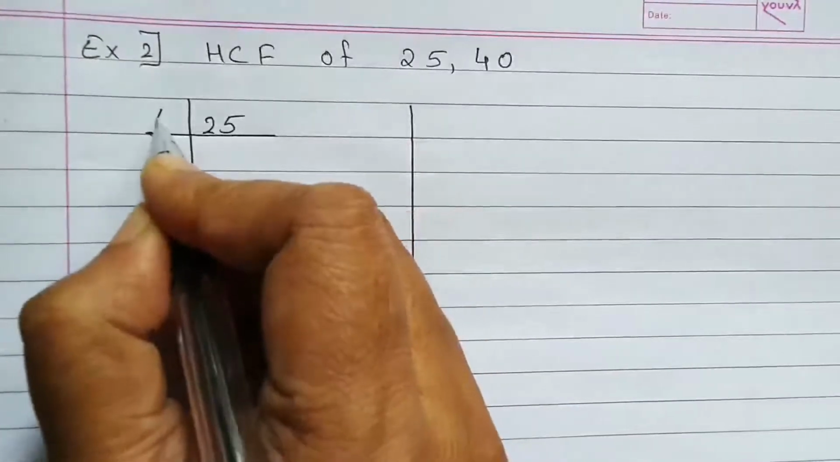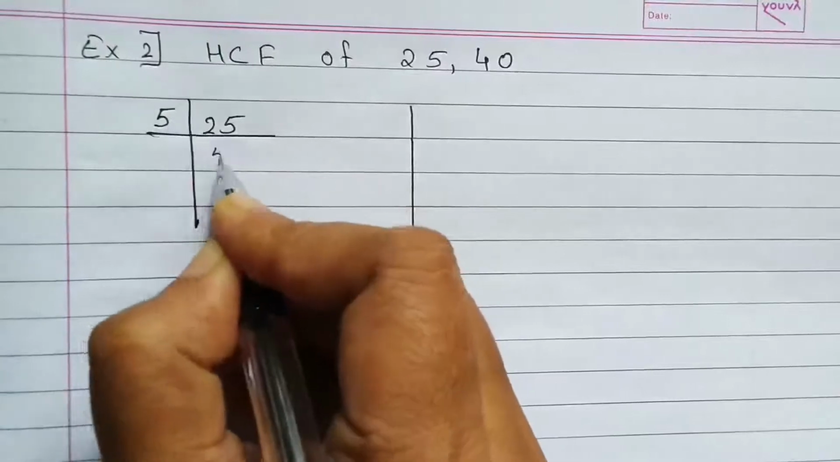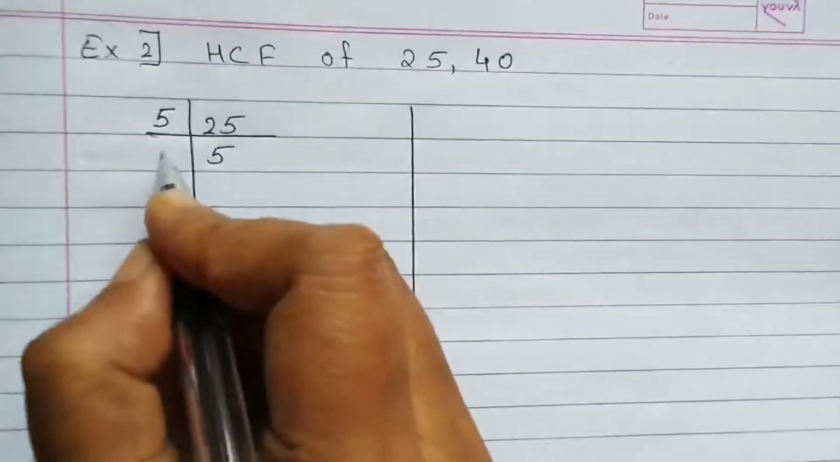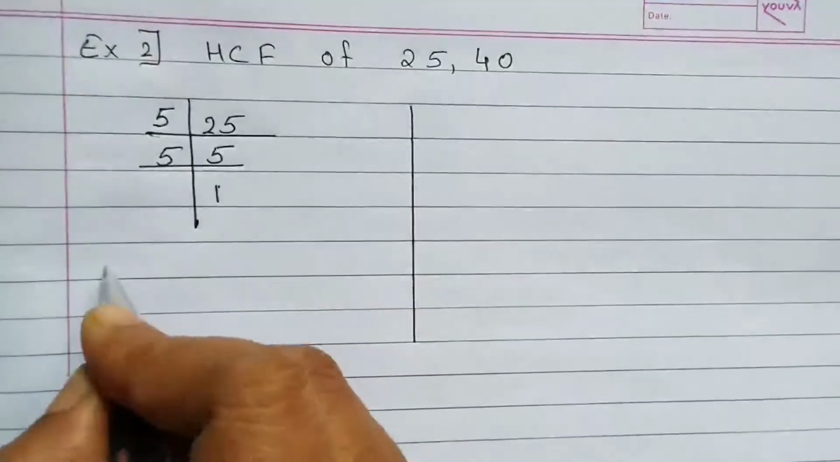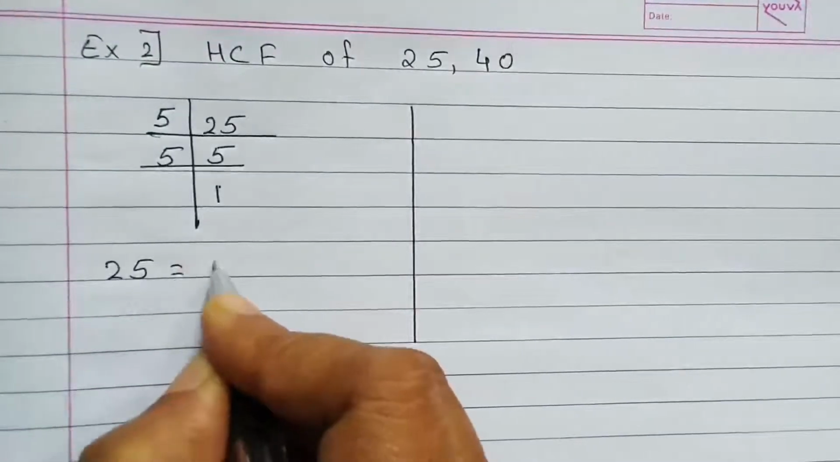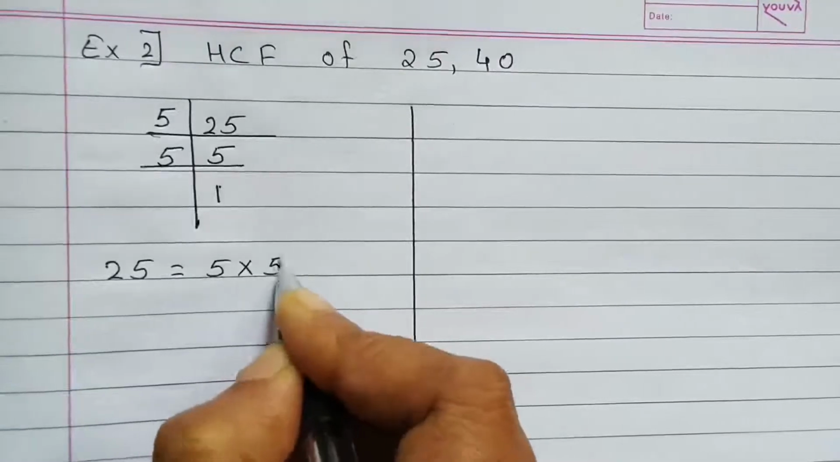This number is divisible only by 5. So 5 fives are 25. Again 5 is a prime number, 5 one time is 5. So 25 can be written as 5 multiplied by 5.